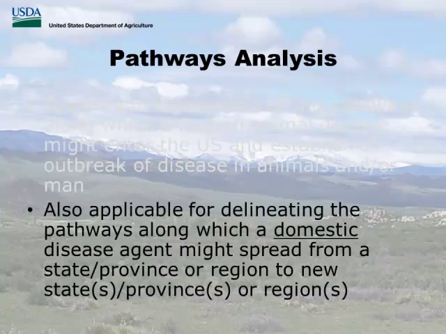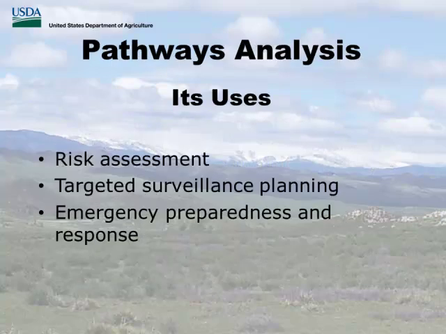And it also could be applicable as far as finding the pathway, how domestic disease can spread from one part of the country to another part. Very important as far as its uses. Its risk assessment can be used there. It's key to having that in there. Targeted surveillance. How do you know where to put your surveillance unless you know where those pathways are? Again, many of the emergency preparedness and response people utilize those pathways because that's where they actually can respond to those diseases.